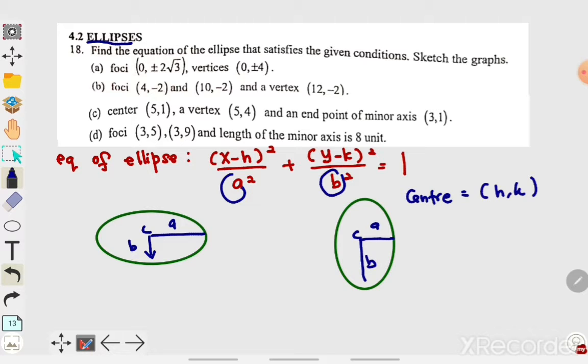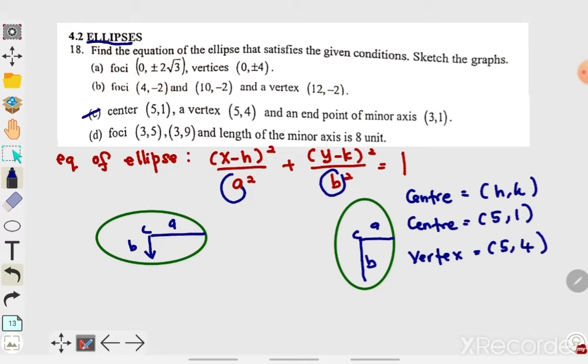Alright, let's discuss the next question, the homework I gave you. Number 18C. Center (5, 1). So from here, we have been given that the center equals (5, 1). Next, a vertex is (5, 4).